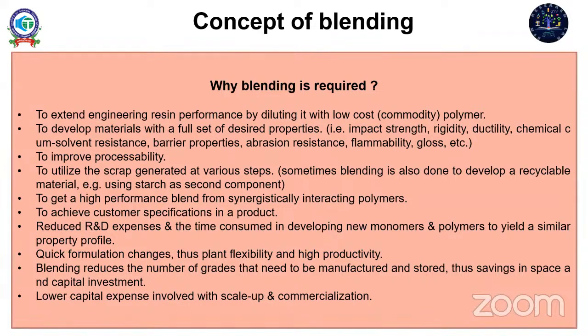Then quick formulation changes, which can give the plant flexibility and high productivity. And blending reduces the number of grades that need to be manufactured and stored, therefore saving space and capital investment. As we have seen, there are different grades of materials available in the market for the same polymer. Each grade has a different set of properties and different application area. To reduce such grades, blending can also be carried out. Then lower capital expense, which is generally involved with scale up and commercialization.